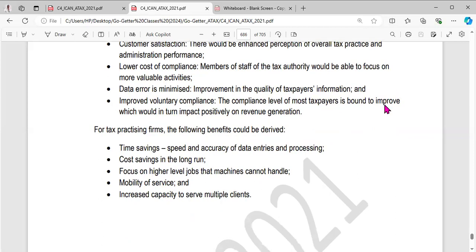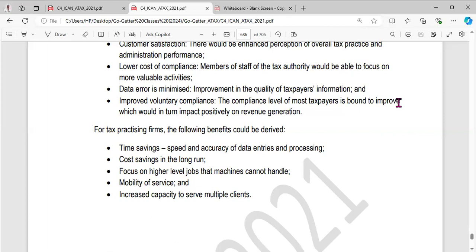For tax practicing firms, time saving is important. So the speed and accuracy of data processing. For example, I'm consulting for a company that is not in Lagos, but when I give them my information, it saves time, it saves stress. After this class, that is one of the things I'm going to be doing, and it saves time, saves stress, cost savings in the long run.